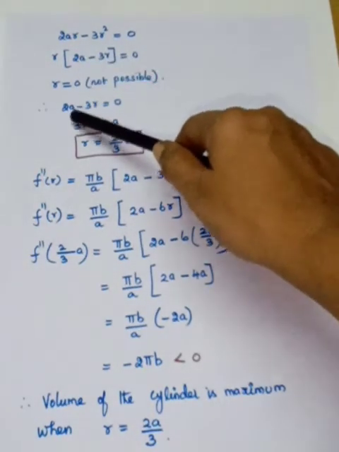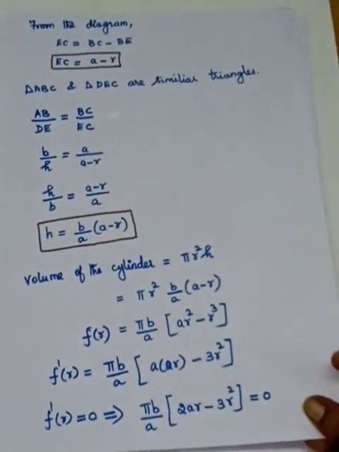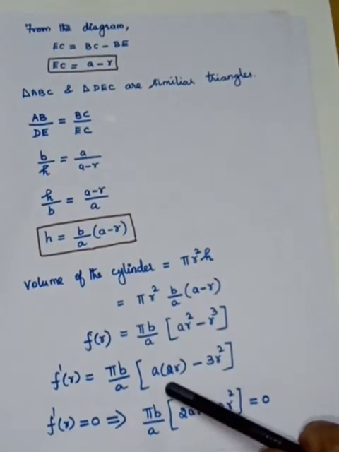So next one, 2a minus 3r is equal to 0. So 3r is equal to 2a, r is equal to 2 by 3 into a. We have found the point. Next we have to find the second derivative. Go for the first derivative. This is your first derivative.